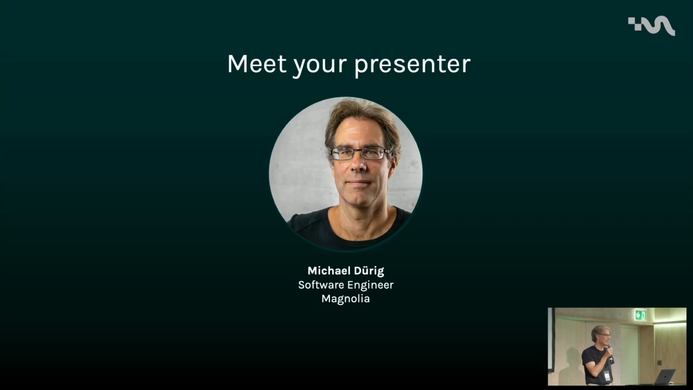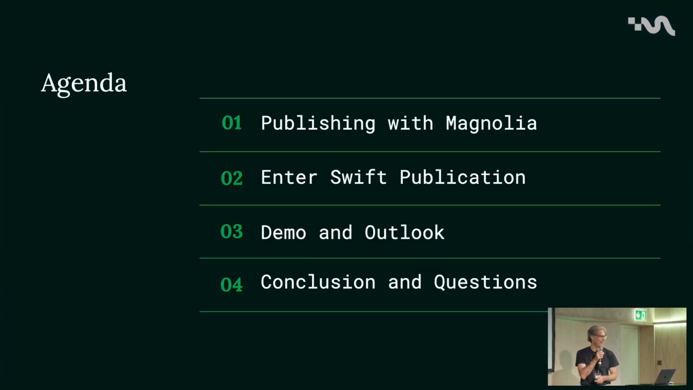My name is Michael Dürig. I work for Magnolia as a developer since almost 6 years now, and I've been in the industry for almost forever. Let's not talk about me, let's talk about Swift publication. Swift publication is a project we are working on here. It's a new project at Magnolia we've been working on for a couple of months now.